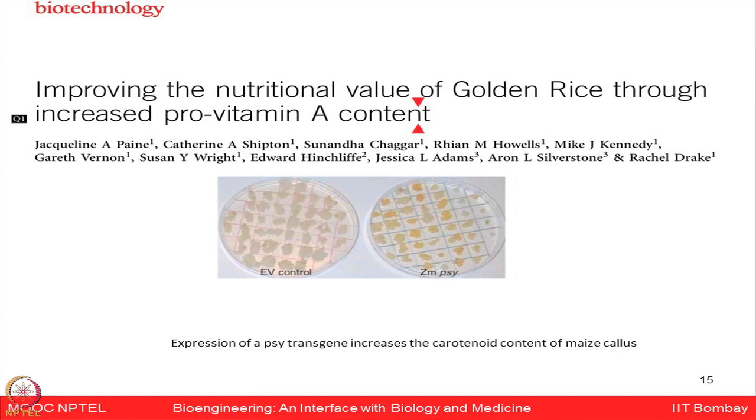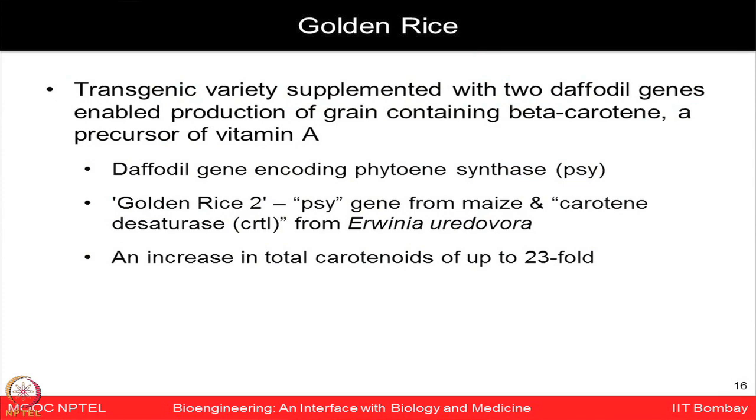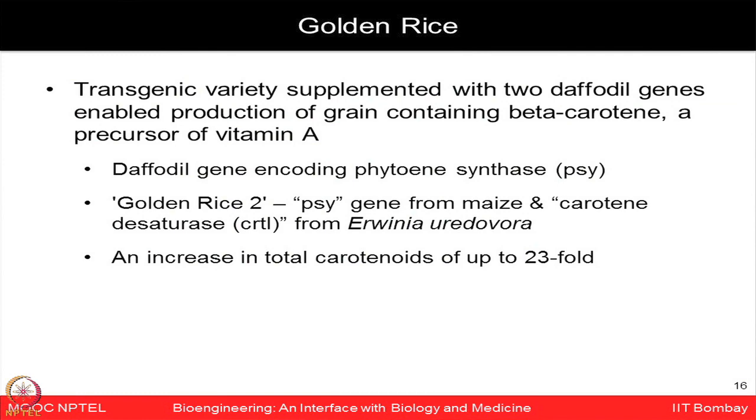In these studies, they wanted to produce a transgenic variety which could be supplemented with two daffodil genes, enabling the production of grain containing beta carotene, which is a precursor of vitamin A. The daffodil genes encode phytoene synthase, or Psy, and this golden rice 2 contains the Psy gene from maize and carotene desaturase from Erwinia uredovora. Overall, they observed an increase in the total carotenoid of up to 23 folds.